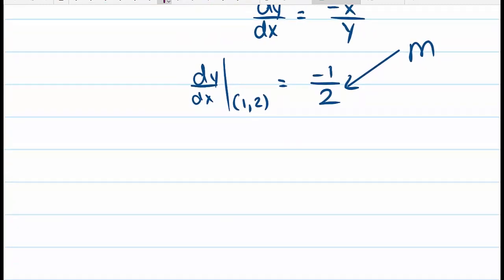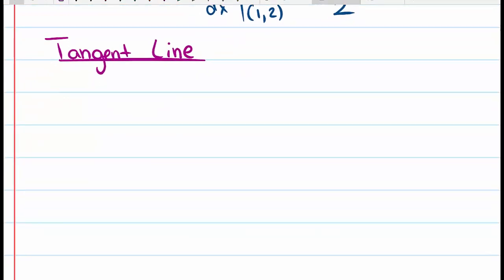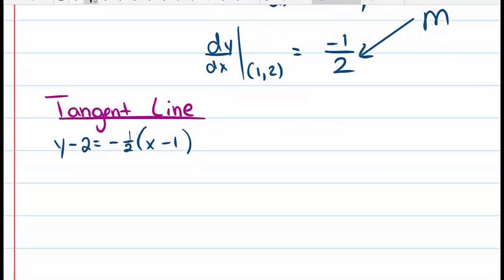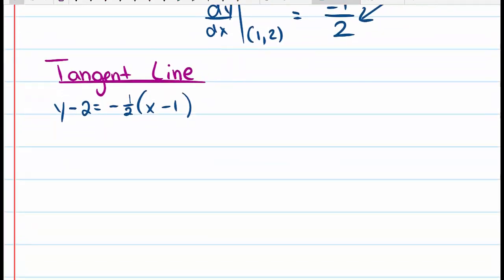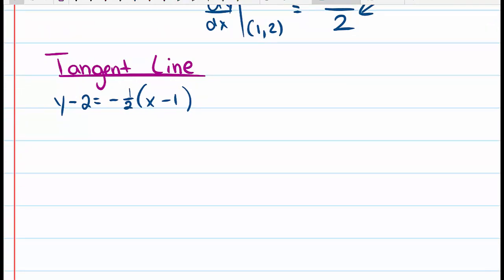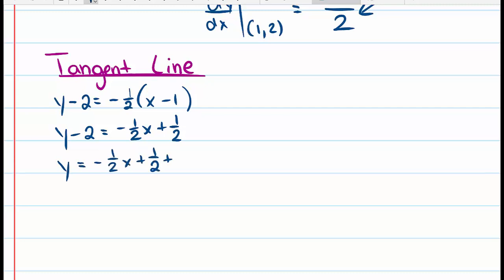So now let's find our tangent line. This is also a good way to organize your work. Label what you're doing. Makes my life much easier. Okay, so we have y minus 2 is equal to negative 1/2 times x minus 1. Right? y minus y1 equals m times x minus x1. Now again, on the AP test, you can stop there. In my class, I need you to keep going. y minus 2 is equal to negative 1/2 x plus 1/2. So y equals negative 1/2 x plus 1/2 plus 2.